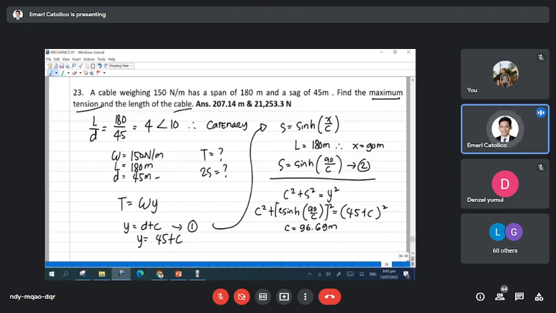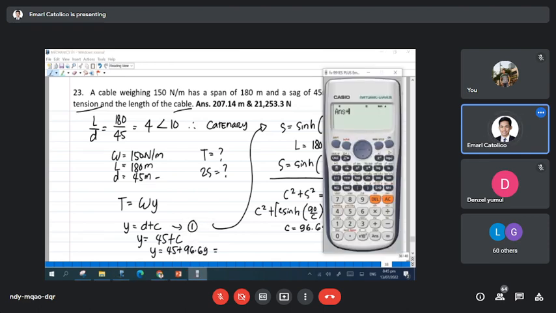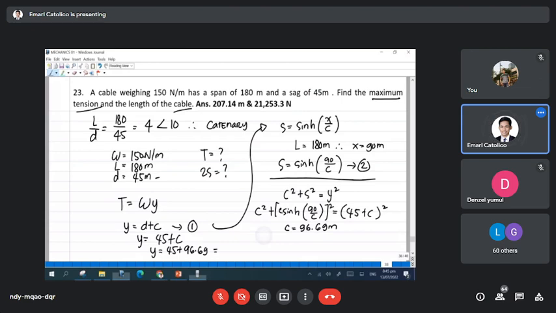So kapag nakuha mo na si C, pwede mo na makuha si Y, ano? So Y is equals to 45 plus C, which is 96.69. Y is equals to 141.69. Okay, so nakuha mo na si Y, nakuha mo na si C. Ano pang kulang natin? Okay, pwede na natin substitute sa equation number 2. Makuha na natin si S. So direct sub na lang ito.